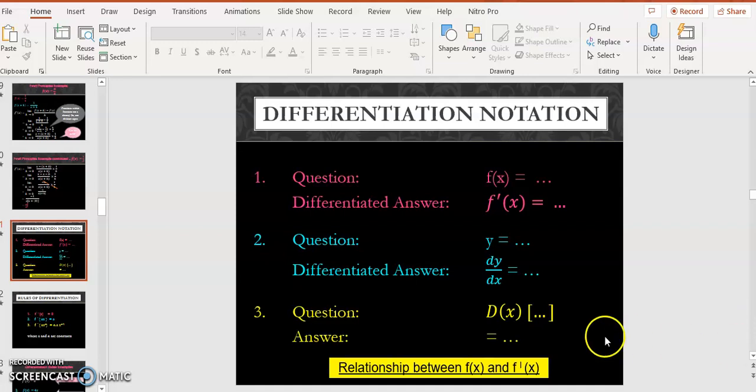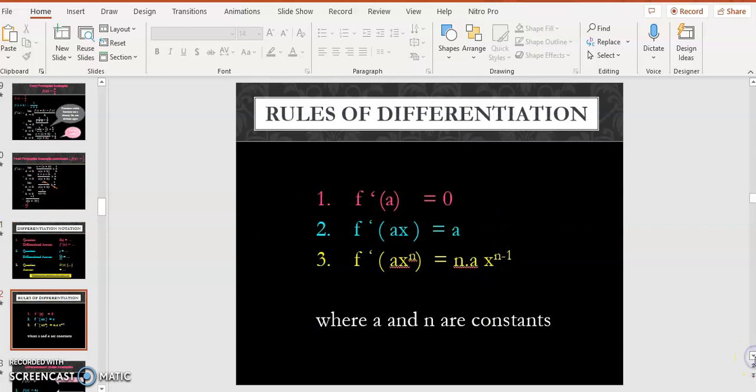Okay. Then if the question is written this way, d over dx of, in brackets, let's say x squared plus 1, they will just write this one without anything, without derivative or whatever. You just write equal to, then you differentiate, which will be the next thing to do. Alright, so these are the notations.